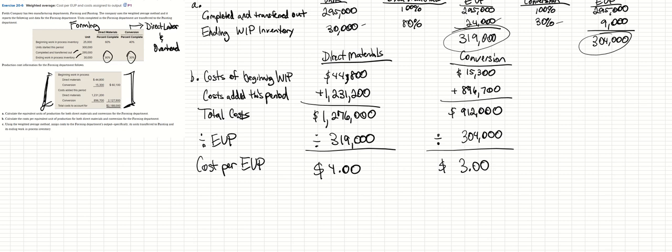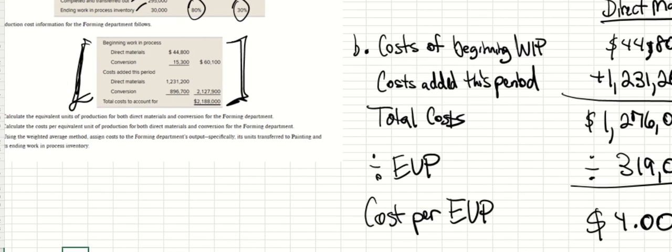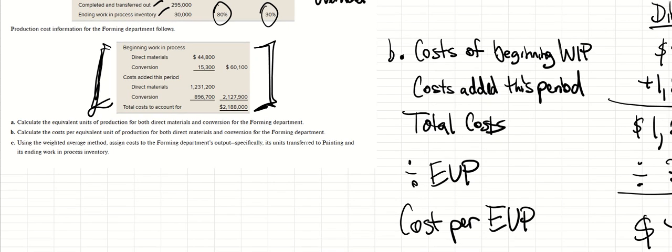Okay. Now we're moving on to letter C. We're almost done. Let me zoom in so you can see better. Letter C says using the weighted average method, assign costs to the forming department's output, specifically its units transferred to painting and its ending work in process.